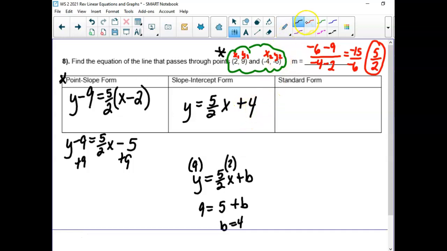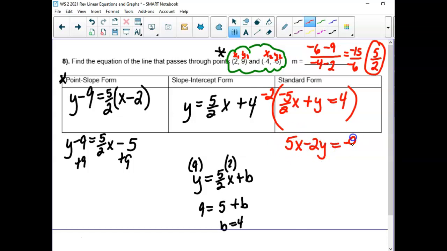Standard form, I'm going to go fast because it's ugly. I'm going to move it over to the other side. It will now be negative. And then I'm going to multiply, let's see, by a -2. And it will become 5x minus 2y equals -8. Anything can be negative except what's on the x.